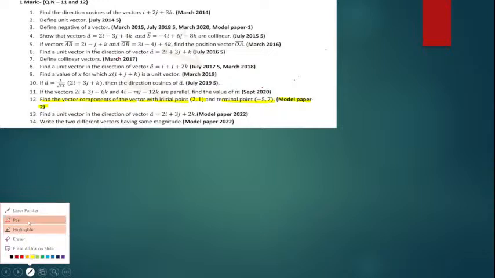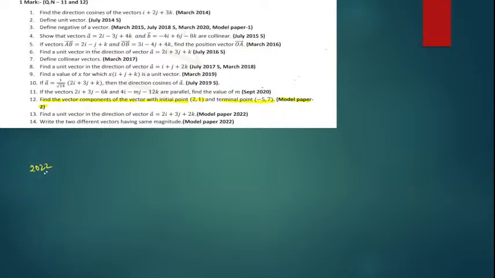We'll see the question in the Model Question Paper 2022, which is issued by the PU board. What is the question? Let us take the initial point as O, whose coordinates are 2, 0, 1, and its terminal point as A, whose coordinates are minus 5, 0, 7. Here it is your x1, y1, z1, and here it is your x2, y2, z2 coordinates.